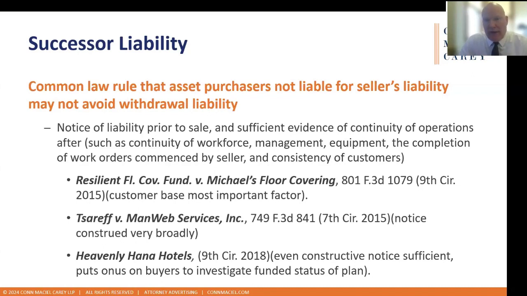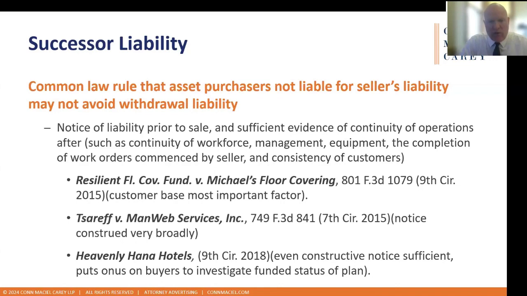Meeting those two simple factors can leave you on the hook for the withdrawal liability that would have gone to the seller. I listed a couple cases there that show that there are funds aggressively pursuing this, and there are courts allowing it, on just a showing of notice of the liability and the continuity of operations after the sale. Some of the factors I've listed there: you keep the same people, the same management, you're using the same building or same phone numbers, you have the same name, you're completing work orders that were taken by the seller, the customers are the same.